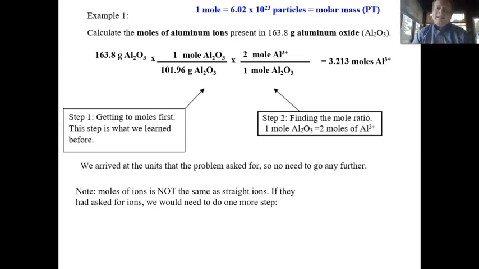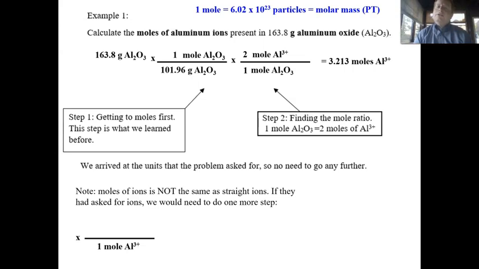So let's say that they hadn't asked for moles of it. They just asked for straight up ions of it. We would just have to keep going then. So this is what your next fraction would have looked like. On the bottom, we would have put 1 mole of Al3+ because we're trying to get out of moles to ions.